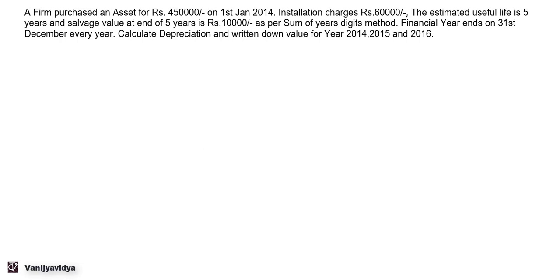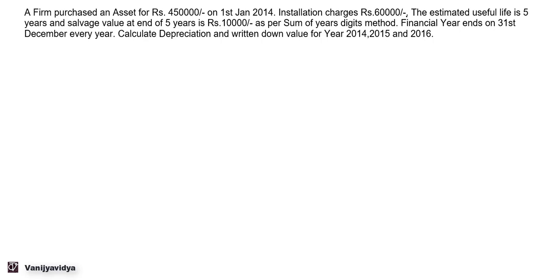A firm purchased an asset for rupees 4,50,000 on 1st Jan 2014. Installation charges rupees 60,000. The estimated useful life of the asset is 5 years and the salvage value at the end is 10,000 as per sum of years digits method. Financial year ends on 31st December every year. Calculate depreciation and written down value for year 2014, 15 and 16.